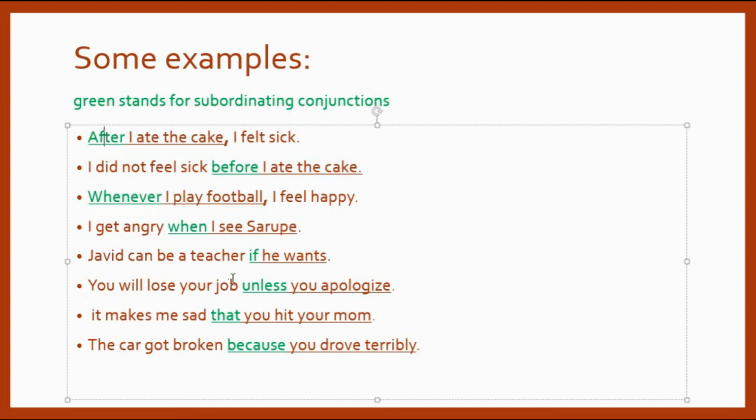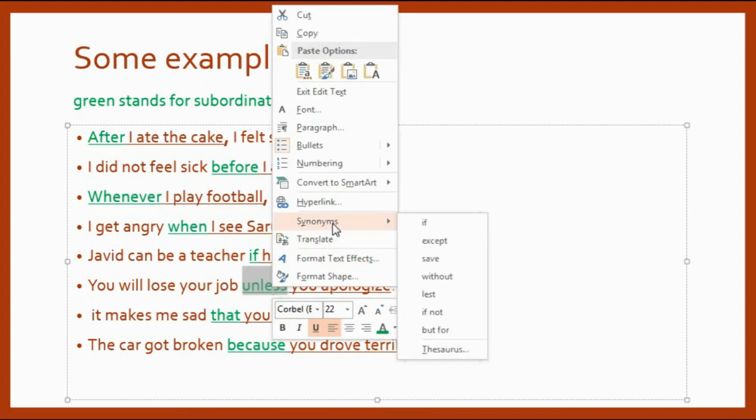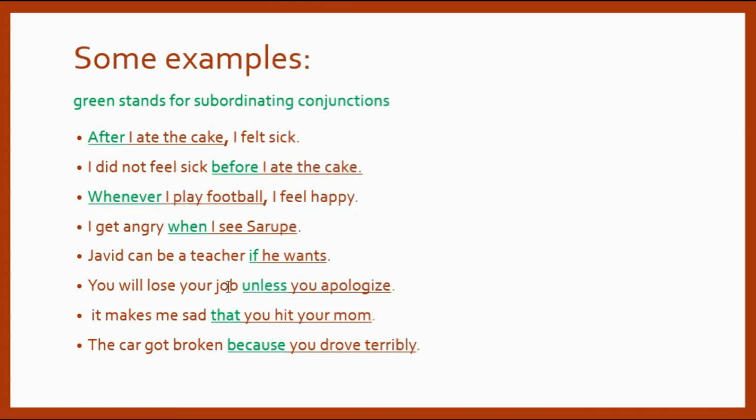Javid can be a teacher if he wants, okay? If gives you a condition, okay? It gives you a condition. You will lose your job unless you apologize. So unless in this case it means you need to do something. So it means the opposite of if. If you don't do this, that will happen, the consequence of it, right?